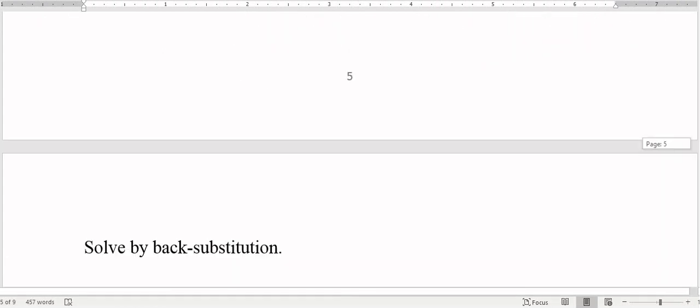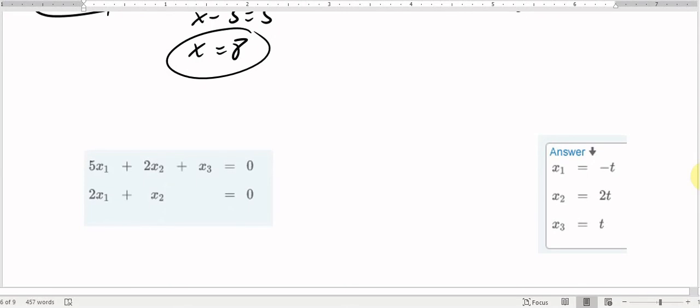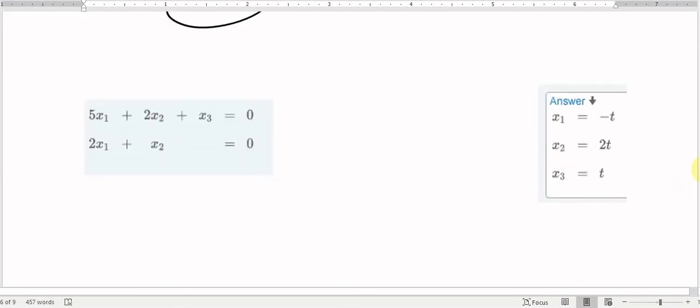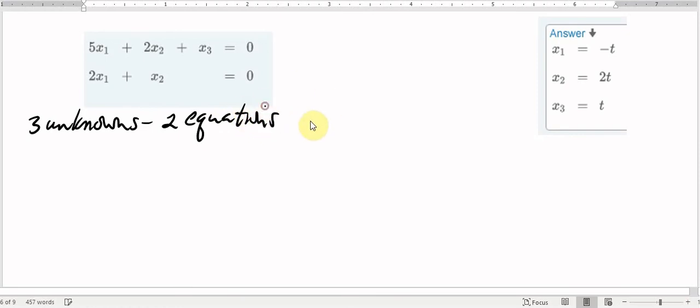So let's keep digging. So this next one, look at this, we have two equations, but we have three unknowns, right? So we have three unknowns minus two equations, and so that gives us one parameter.